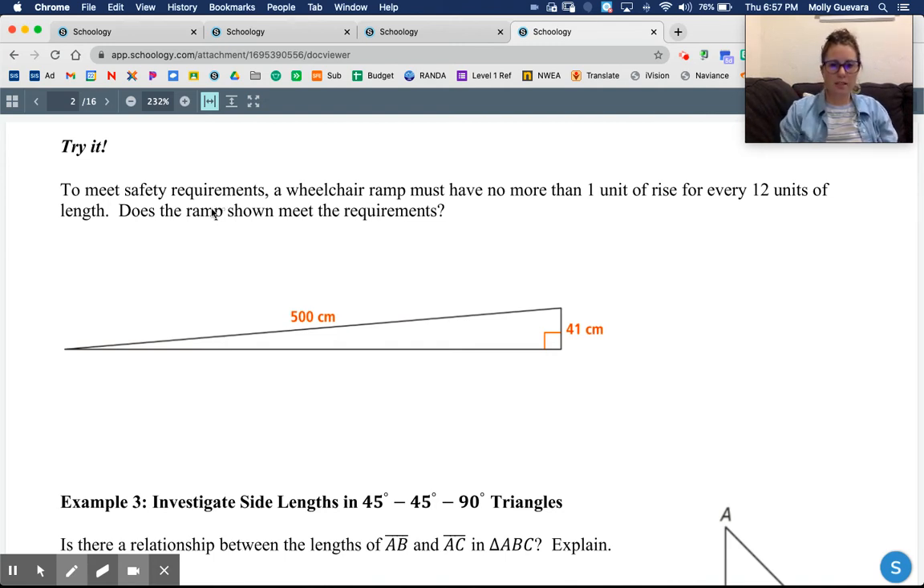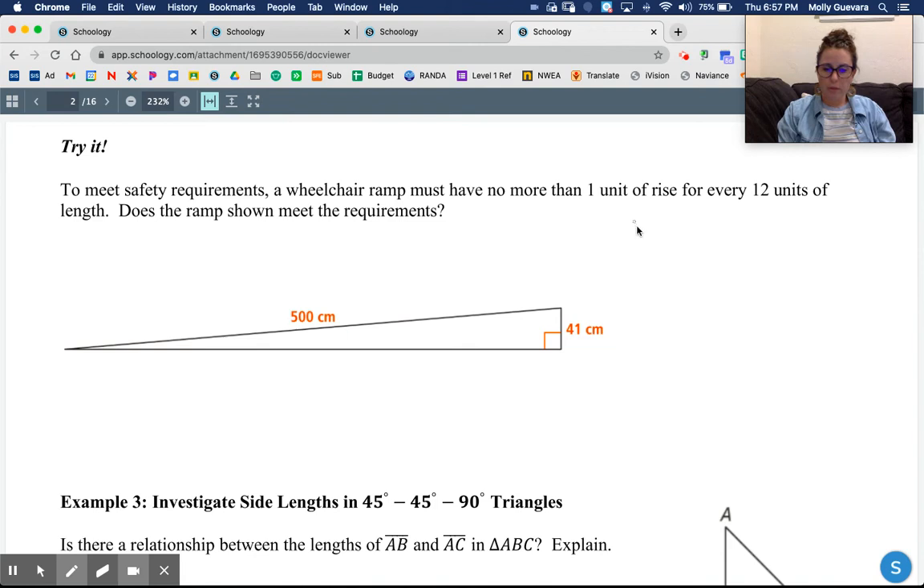So this says, does this ramp meet the requirements? Well, I don't know how long this ramp is. I know it goes up 41 centimeters, but I don't know how long it is. So we're going to have to find the length of this ramp. So go ahead and use Pythagorean theorem and find the length of the ramp, and then we'll go over the second half of it together.